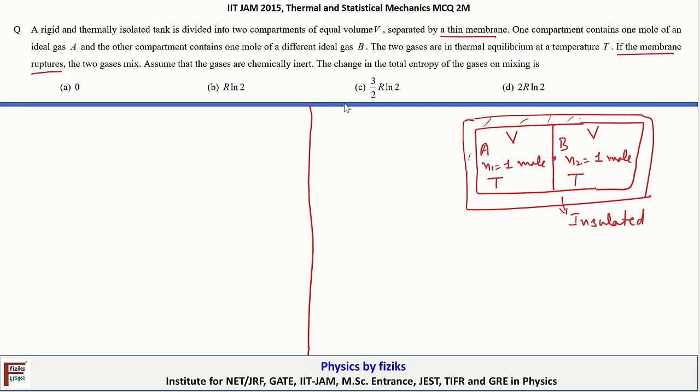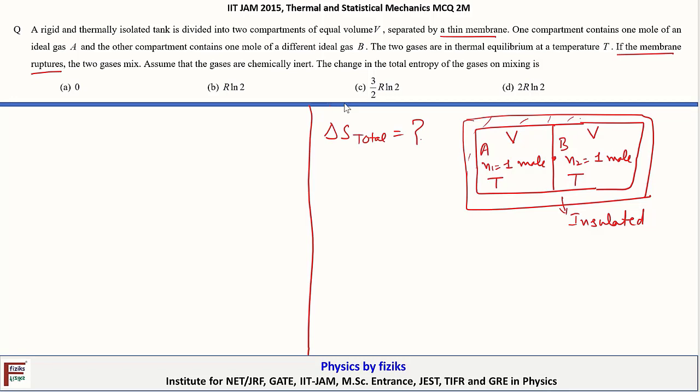So then the gas molecules A will start moving toward the partition on the right-hand side, and the gas molecules from the right partition will start moving into the left partition. So basically they will diffuse. Assume that the gases are chemically inert, so that means there will be no interaction of gas molecule A and gas molecule B. Then the change in total entropy of the gas on mixing is, so that means we have to find the net entropy delta S total for the system.